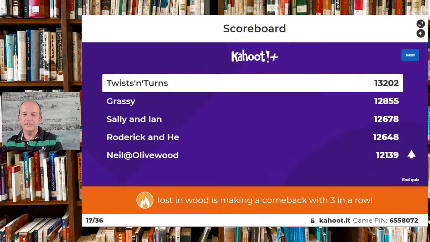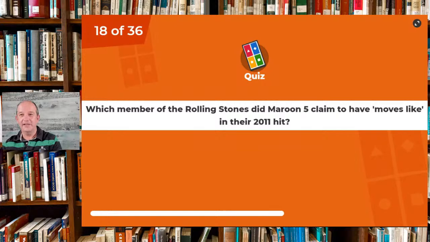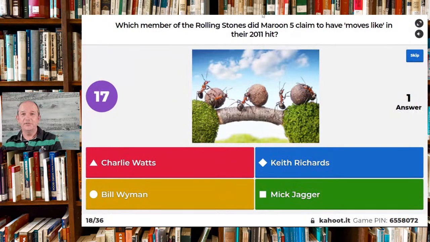So in their 2011 hit, which member of the Rolling Stones did Maroon 5 claim to have moves like? Yeah, so who do they have moves like? Is it Charlie Watts, Keith Richards, Bill Wyman, or Mick Jagger? Look at that picture, Rolling Stones, come on. Charlie Watts, Keith Richards, Bill Wyman, or Mick Jagger.